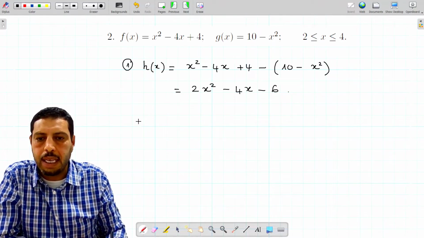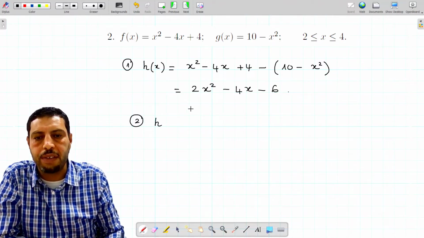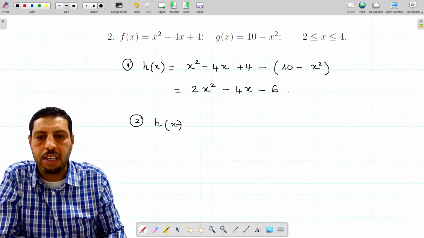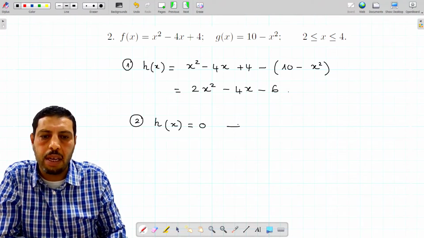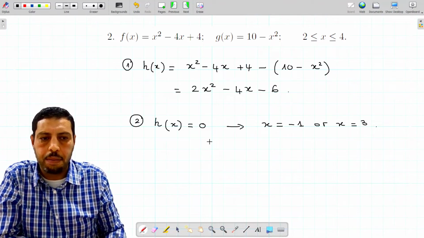Now second step, sign of h of x. So let's solve. Again, it's a regular function, no points of discontinuity. So the only points where the function may change sign are the points where h of x equals 0. And you solve the second degree equation, you will get two solutions, which are x equals negative 1 or x equals 3.